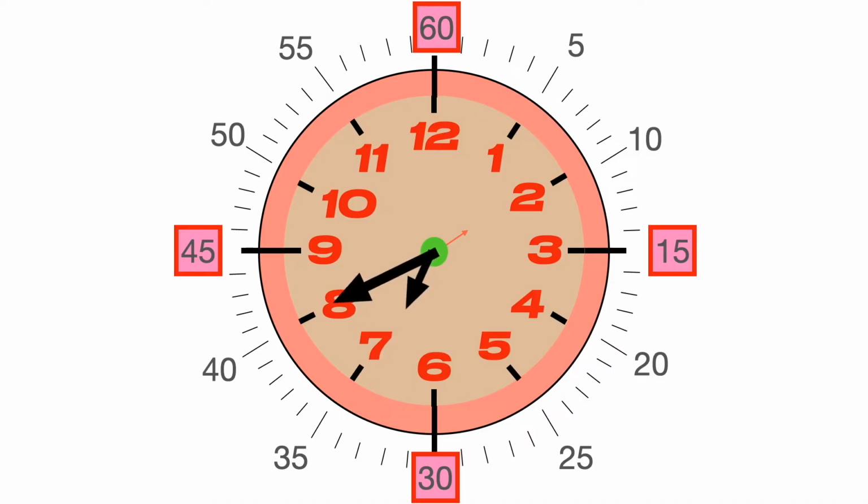Each number corresponds to 5 minute marks. When the minute hand points to 1, it is 5 minutes. When the minute hand points to 2, it is 10 minutes. When the minute hand points to 3, it is 15 minutes, and so on. 60 minutes equal 1 hour.